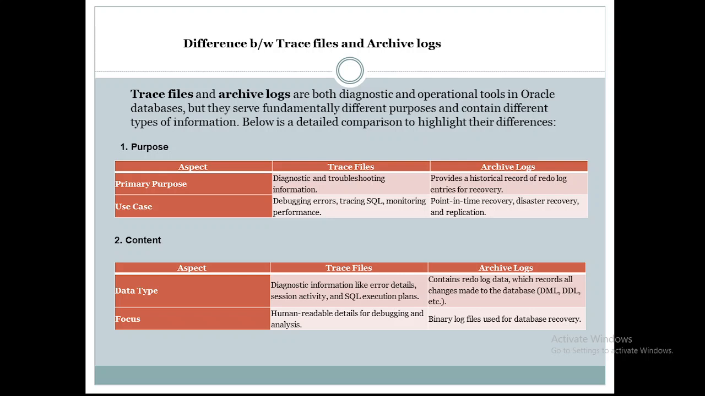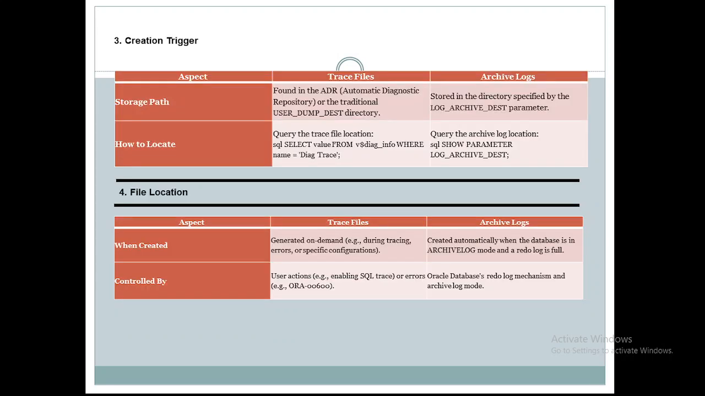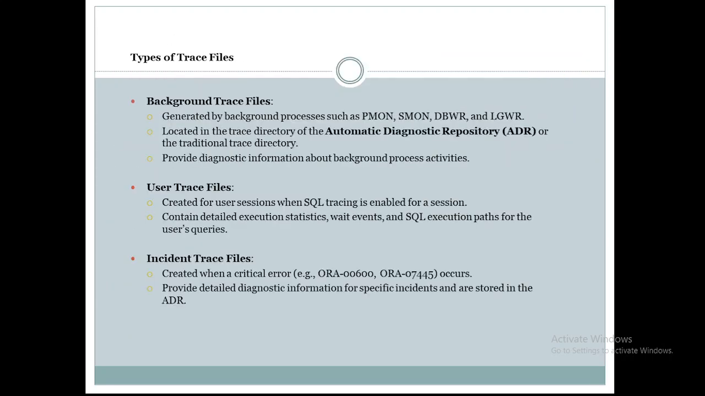Welcome back, guys. In our previous lecture, we talked about the difference between trace files and archive logs. So let's talk about the types of trace files. There are mainly three types: background trace files, user trace files, and incident trace files. Let's talk about all of these in detail.